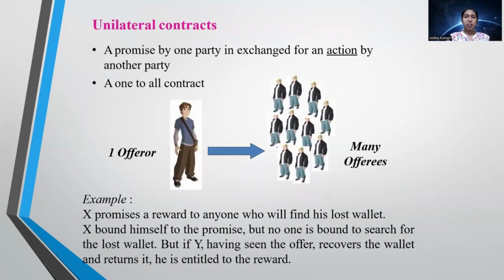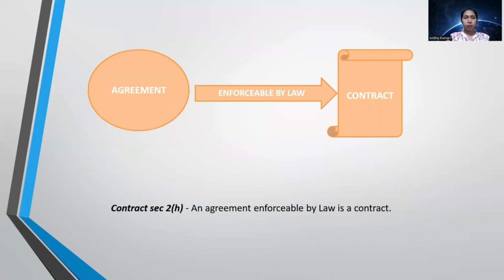Whereas unilateral means that an offer is made to many offerees. That is called a unilateral contract. For example, I lost my goods, and I give an advertisement in the newspaper that if somebody finds my missing goods, some reward will be given. Here I am the offerer, giving an offer to many persons, many offerees. A unilateral contract is when one party extends his promise or offer to many persons.